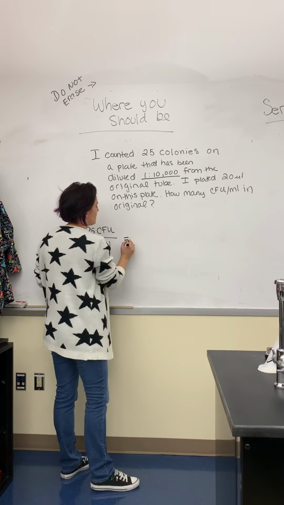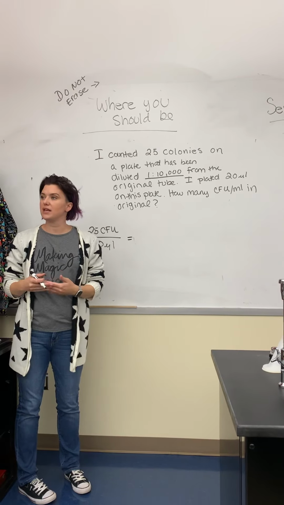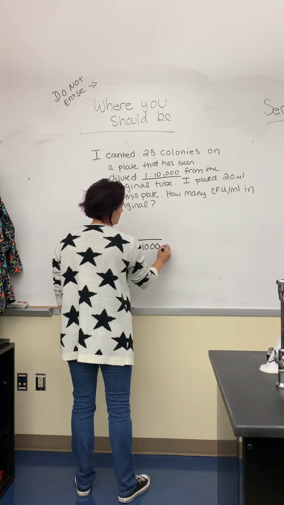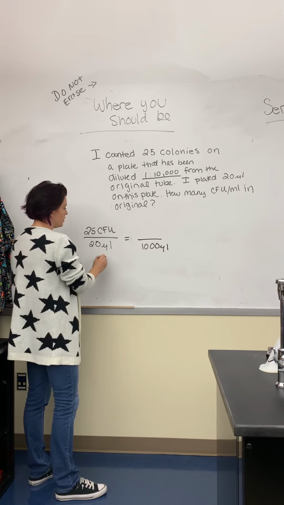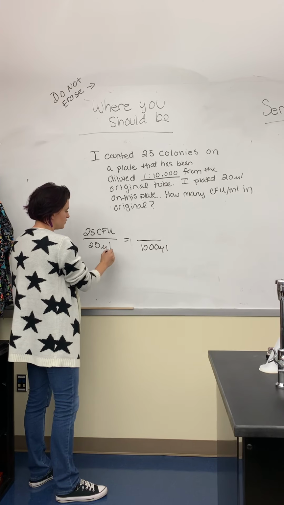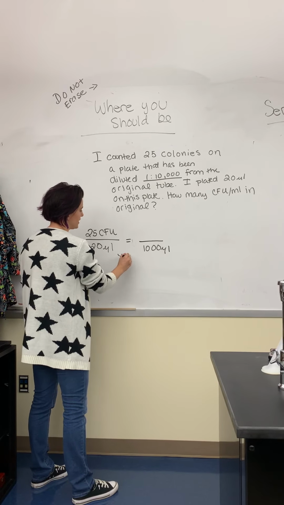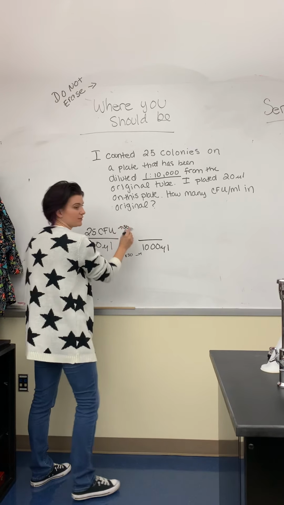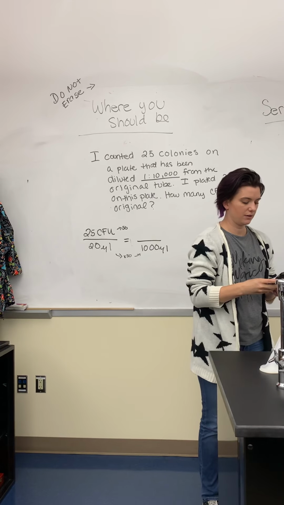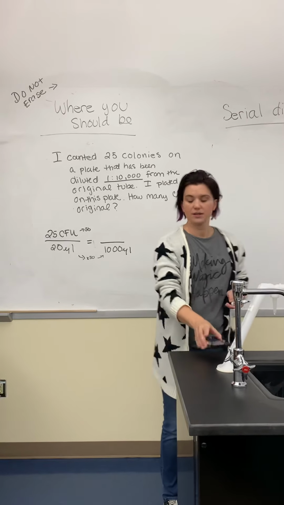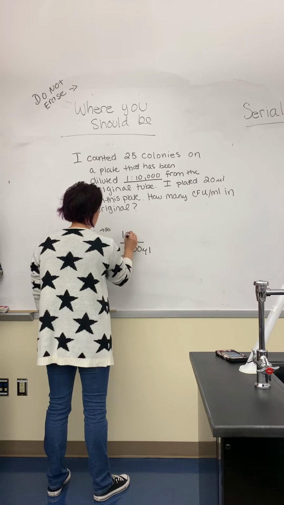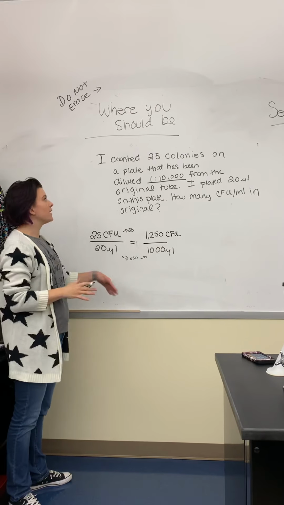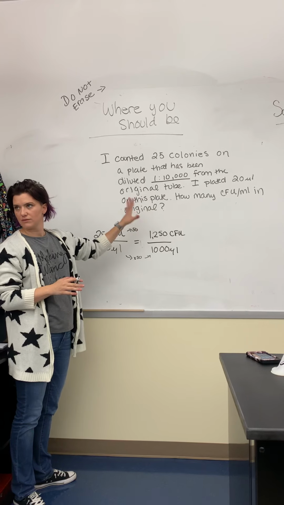Okay. So remember, the first thing we want to do is find out how many CFU are per mil. So we have to say, in 1,000 microliters, how many CFU do I have? Well, we have to figure out the relationship between these. So 20 times what is 1,000? That would be 20 times 50 is 1,000, right? So we have to do 25 times 50, and I got my handy dandy calculator. 25 times 50 is going to be 1,250 CFU.